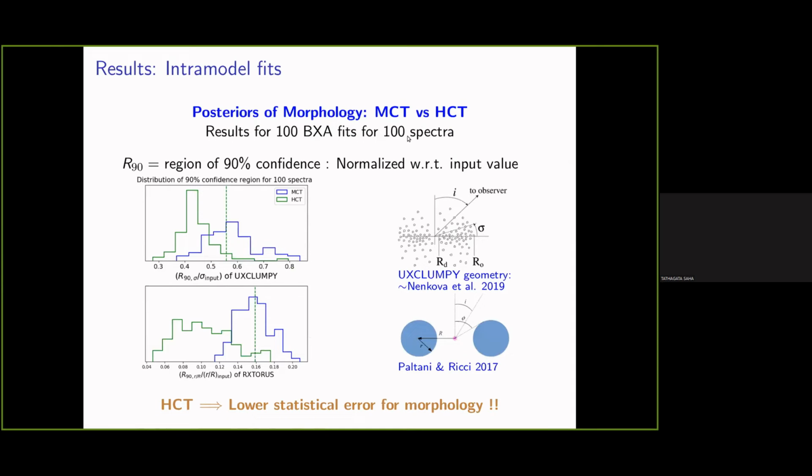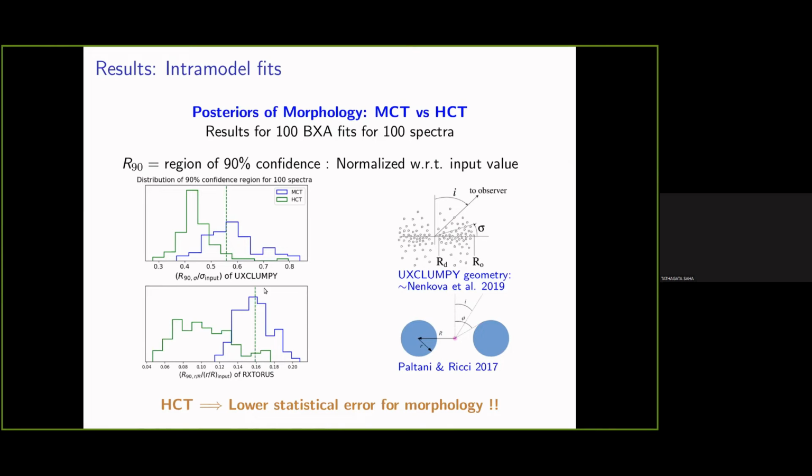Also, for parameters of morphology, in the medium Compton-thick and heavy Compton-thick regimes, these are the results of 100 different BXA fits for 100 different spectra, and we plot the 90% confidence regions for each of these fits. In the heavy Compton-thick regime, a parameter, for example the sigma parameter of UXCLUMPY, is much more localized to lower values. So the 90% confidence region is much more localized towards small numbers in the prior range. And in the medium Compton-thick regime, it spreads over to much higher values.